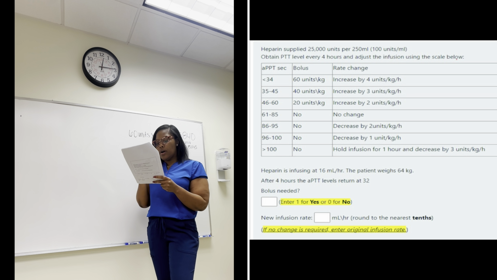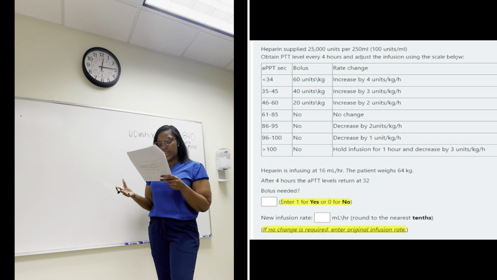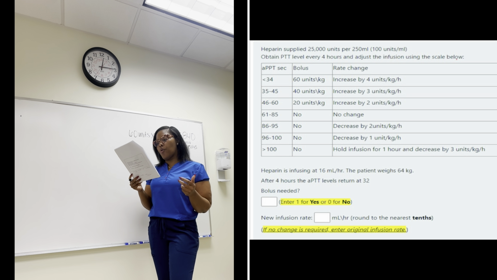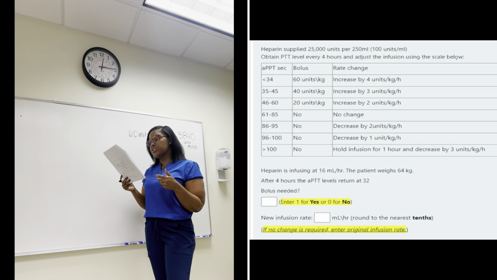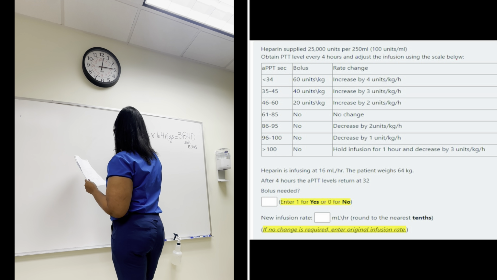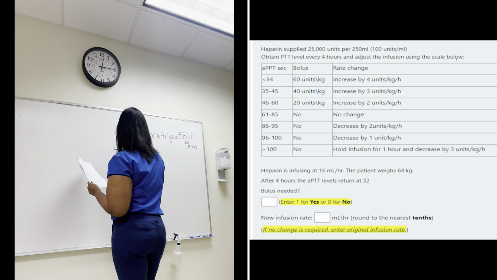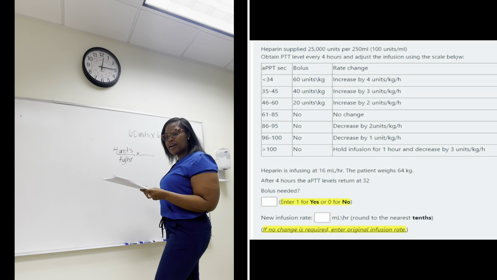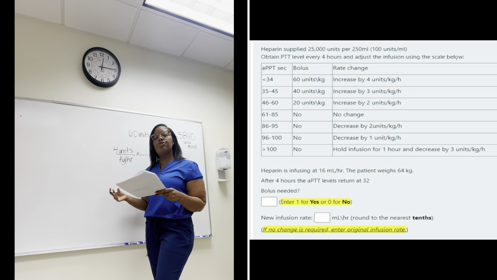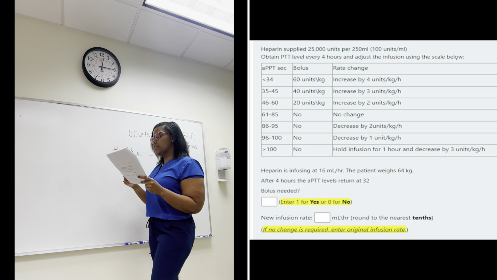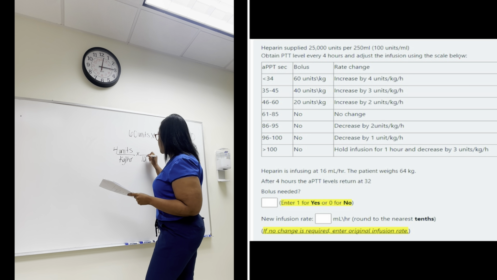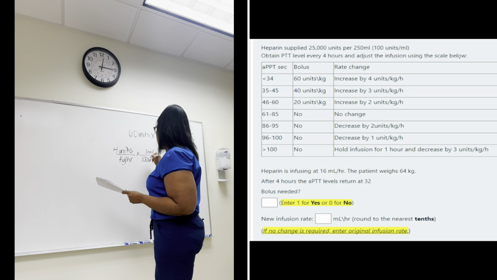All right, so now let's do the new infusion rate based on this patient's PTT. The PTT is less than 34, it's 32. So we're going to increase by 4 units/kg/hour. So we're going to start with that: 4 units over kg an hour. Our answer needs to be in mLs per hour, so we know that units need to cancel out. Based on the problem, we have 100 units per 1 ml. So units cancel out.